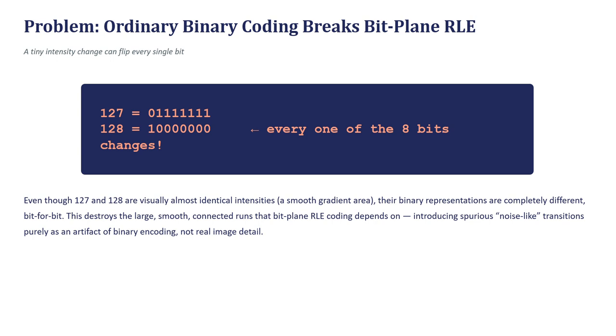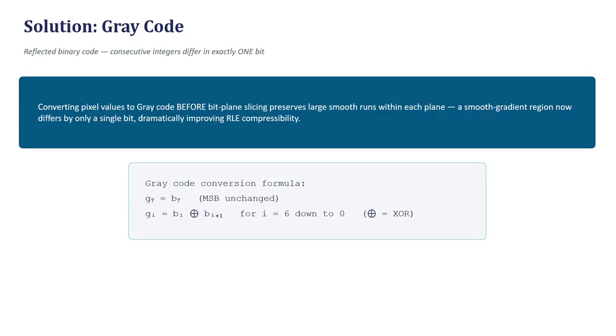So what has to be done is, before we perform bit plane coding for the image, we should perform gray code encoding. Converting pixel values to gray code before bit plane slicing helps us preserve the large smooth runs, and it helps to dramatically improve the RLE compressibility also.